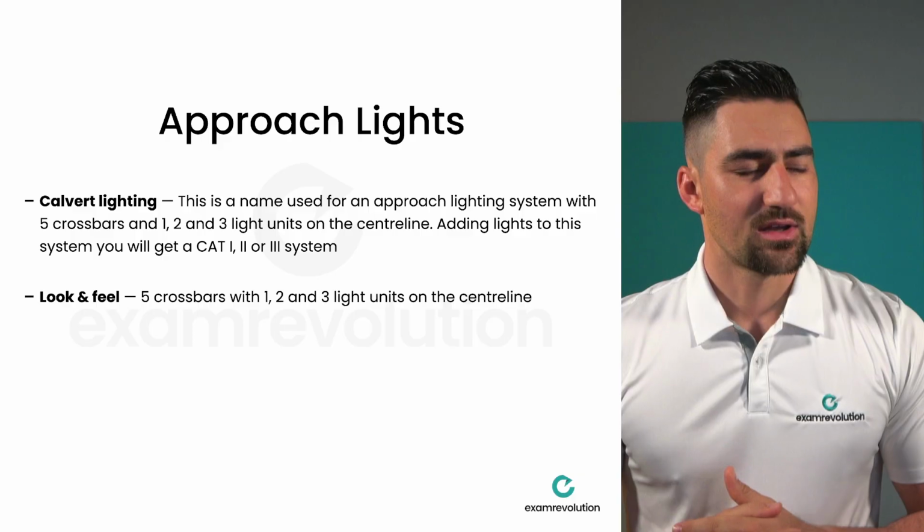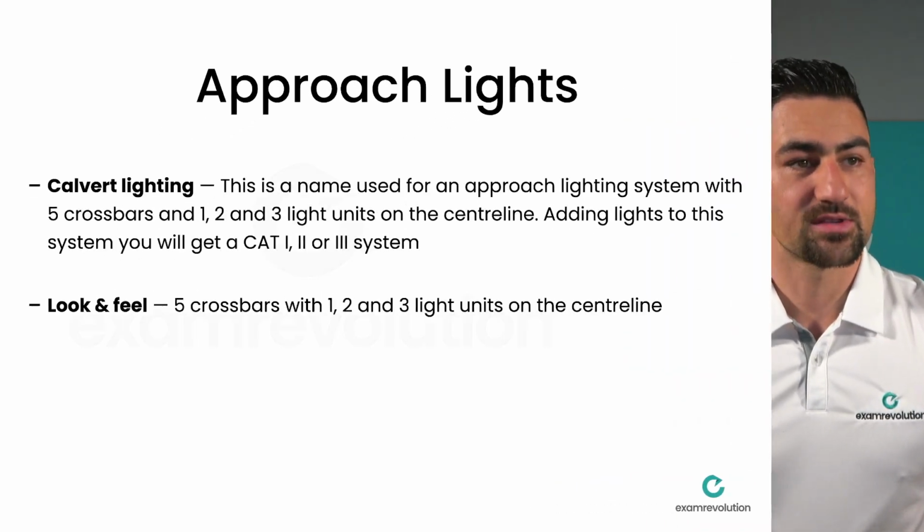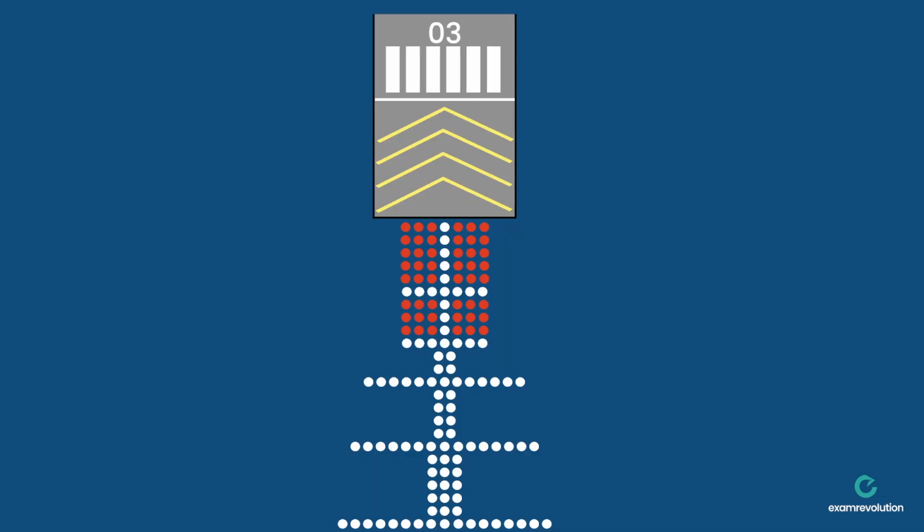So what does the calvert lighting system look like? It's got 5 crossbars with 1, 2, and 3 light units on the center line. And that's what it would look like. Okay, so it's gone from there to there. You can see we've added an extra light. See that second crossbar now? If I go forward again, you'll see there's extra white lights. So that's a calvert lighting system.